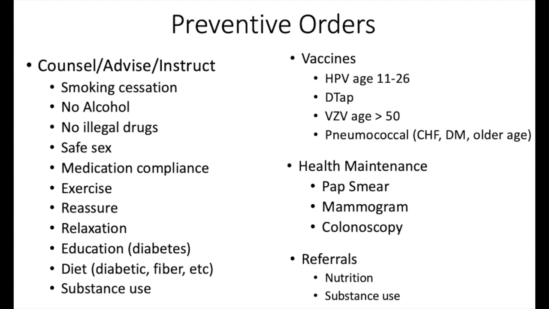You can put exercise or reassure, educating them, for example, if they have diabetes, or educating on a cancer diagnosis, putting in a diet if they're diabetic or they need a high fiber diet, low fat is good as well. Vaccines are a big thing on this screen, so anyone ages 11 to 26, HPV vaccine, varicella, if they're over 50, DTaP is needed every 10 years, pneumococcal, especially if they have any comorbid illnesses like diabetes or heart conditions, influenza for everyone.